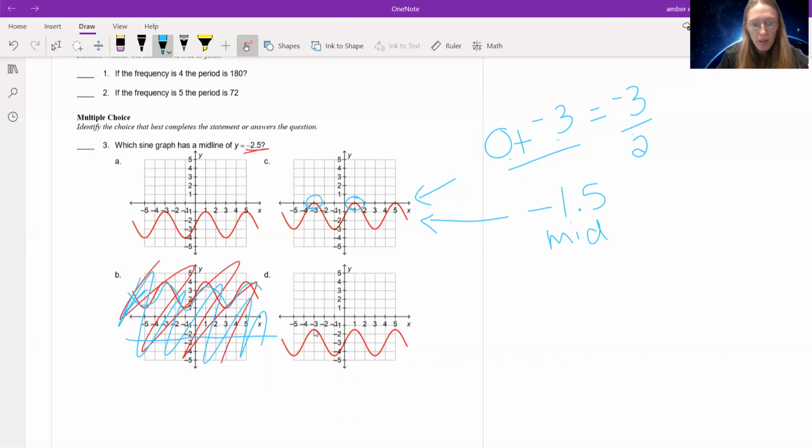So I could try this one. All right, so let's see. My maximum value looks like it is about negative 1.5. And my minimum value, because it's going to be the same minimum all the way across, it looks like it is about negative 4.5.